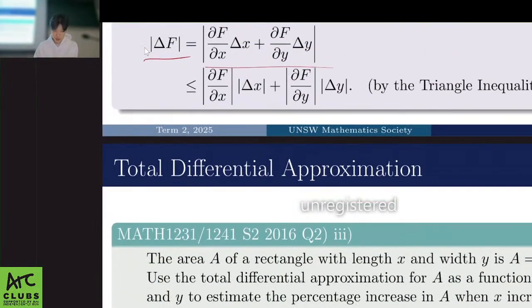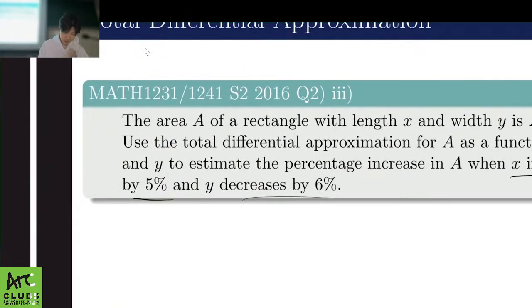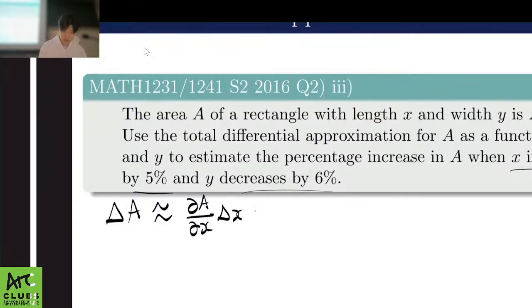So now let's look at this question here. The area A of a rectangle with length x and y is given by A = xy. We want to use the total differential approximation for A as a function of x and y to estimate the percentage increase in A when x increases by 5% and y decreases by 6%. So if I want to use the formula, the total change in A is approximately the partial A with respect to x times the change in x plus partial A on partial y times the change in y.